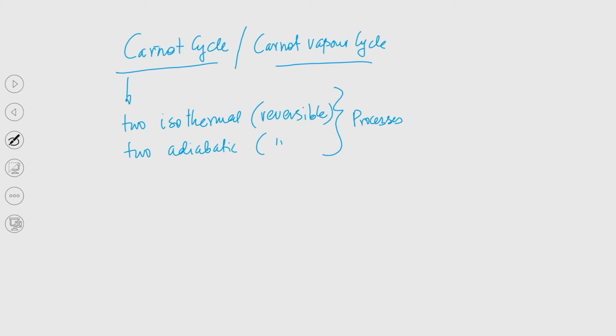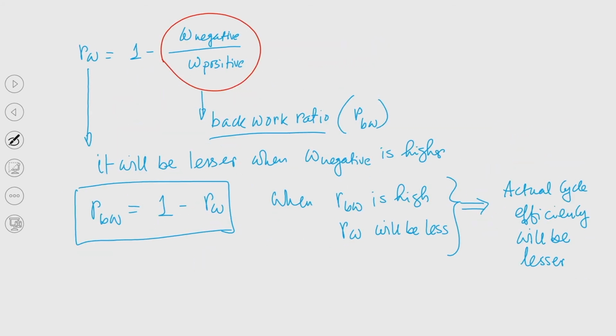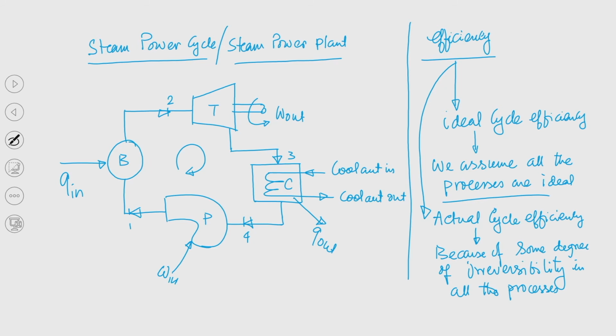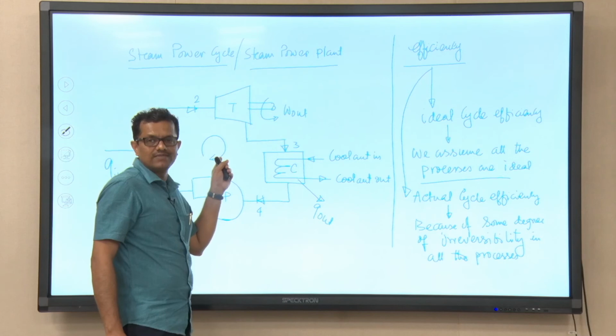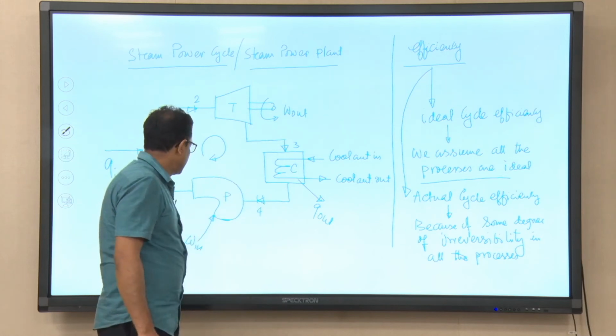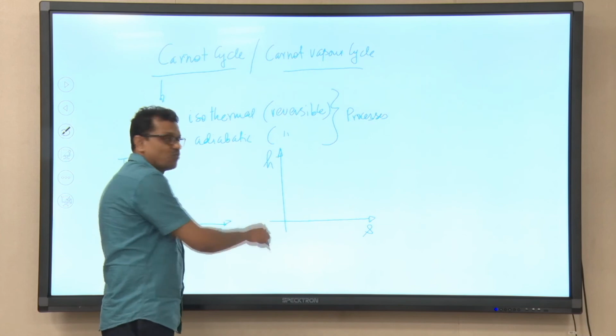So, if we try to draw the TS and HS diagram, say we will consider this line diagram and we have 1, 2, 3, 4 different points. If we now try to map all these processes corresponding to this particular schematic diagram in these two planes.